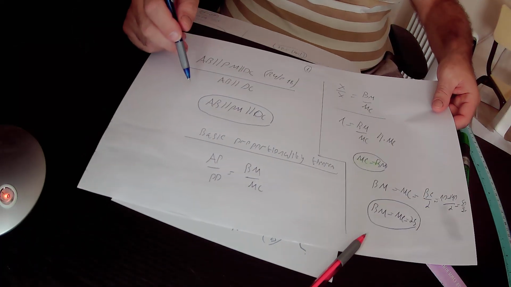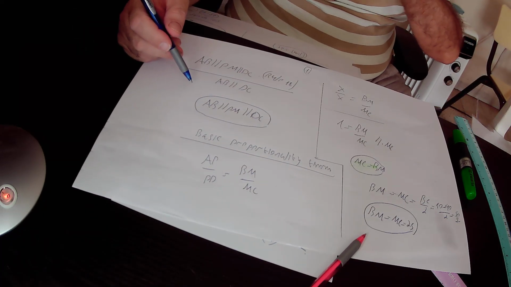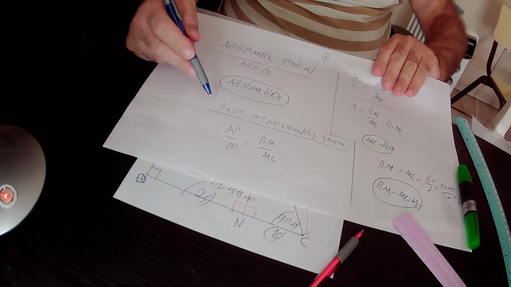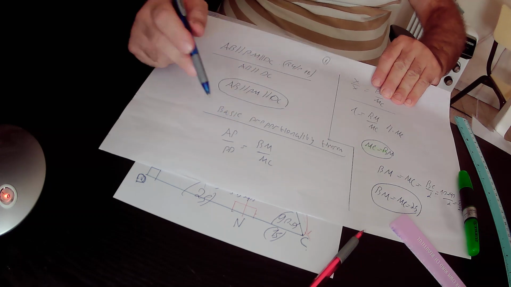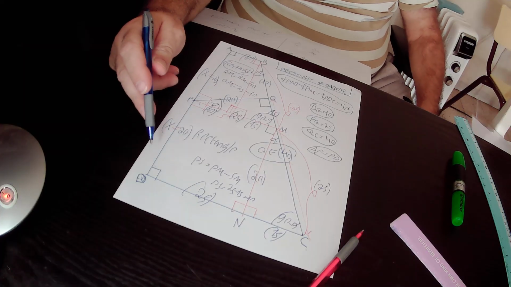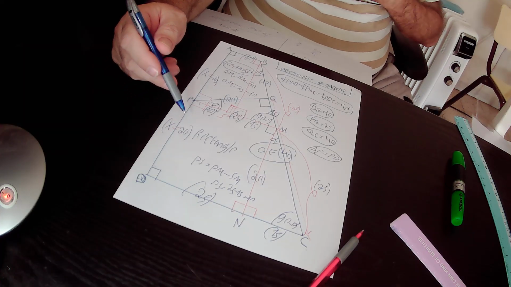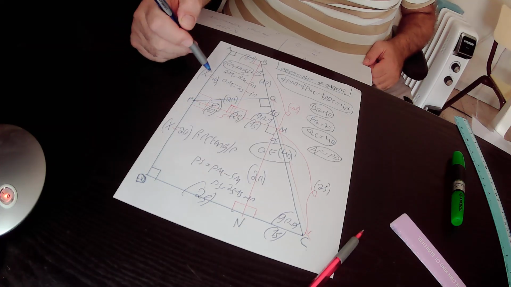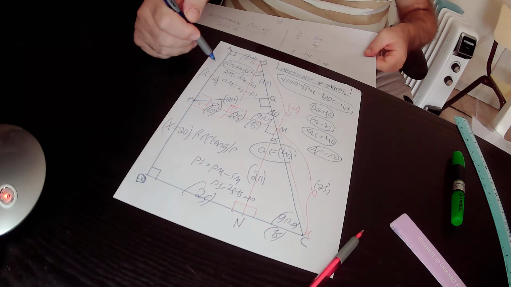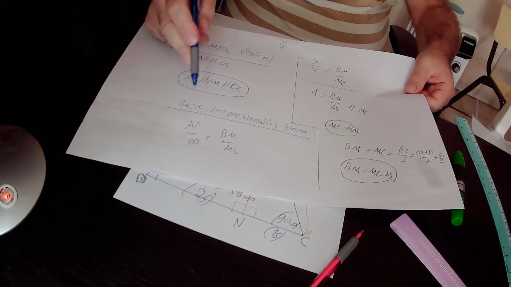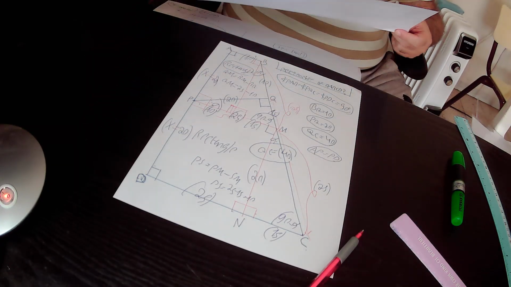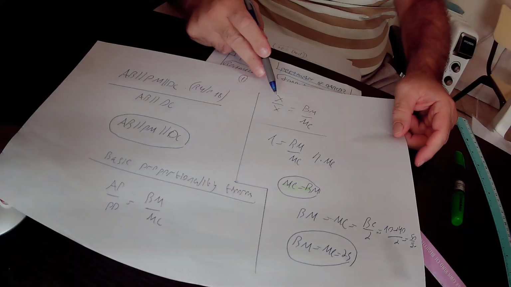And again, according to the basic proportionality theorem, AP over PD equals BM over MC. Because AP equals PD according to what is given in the question, we define the length of AP as x, and therefore PD must also be equal to x because they are equal to each other. And it equals BM over MC.